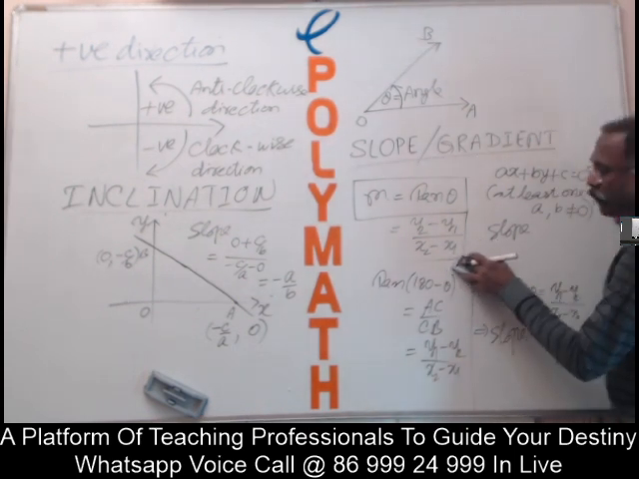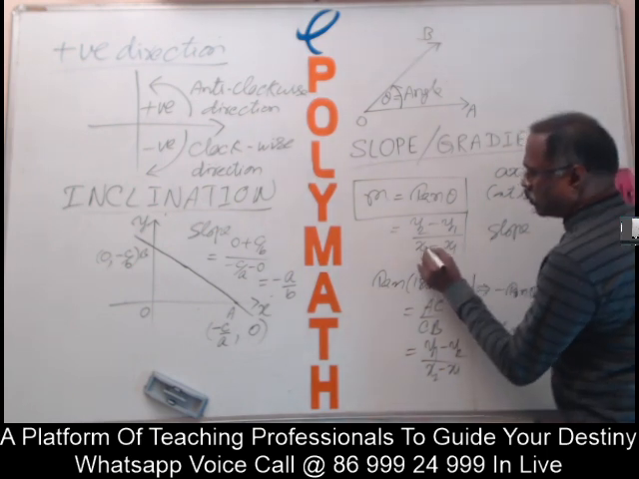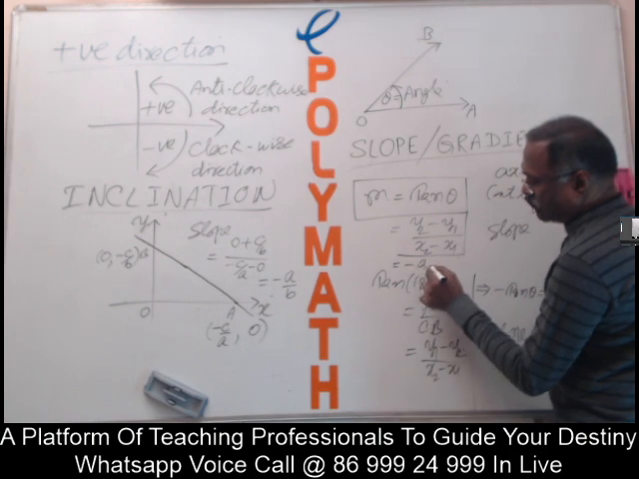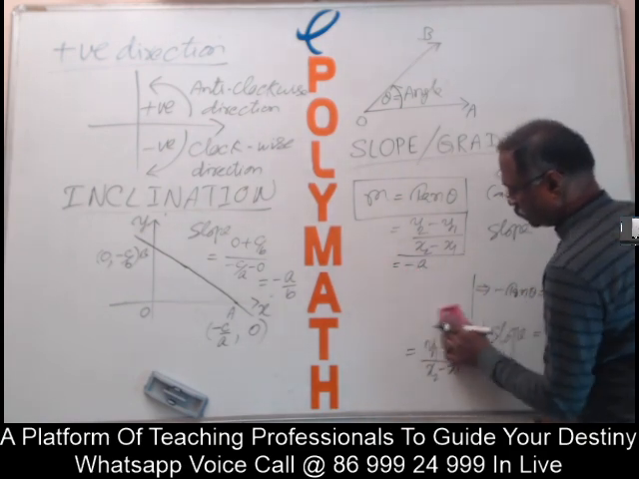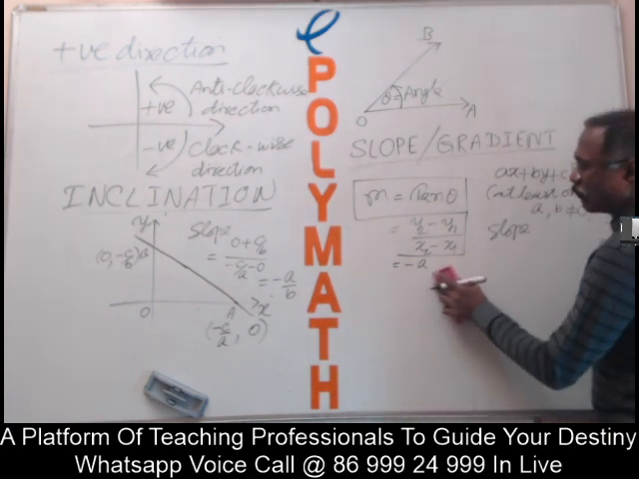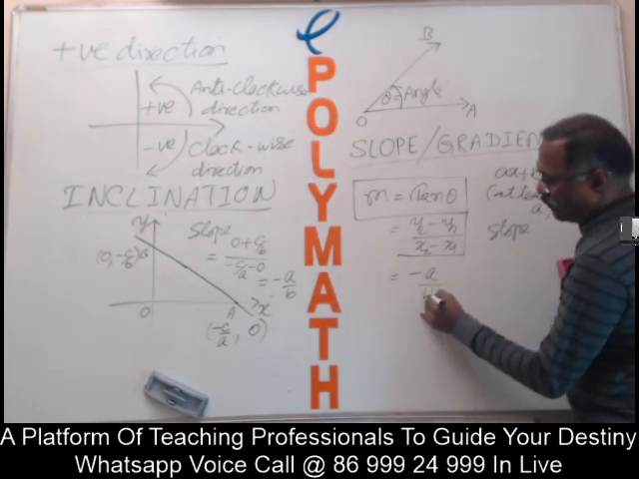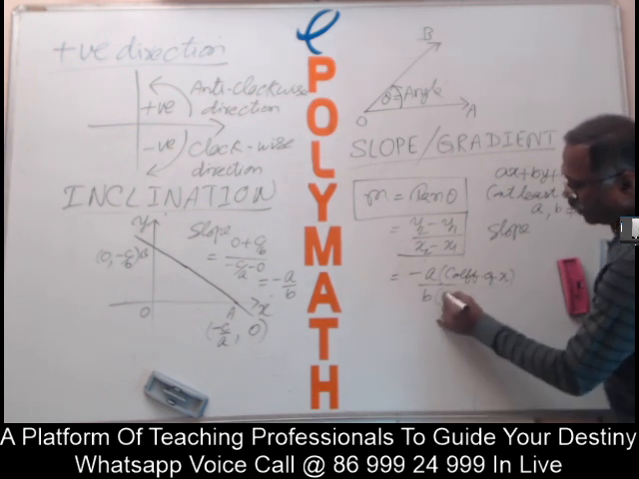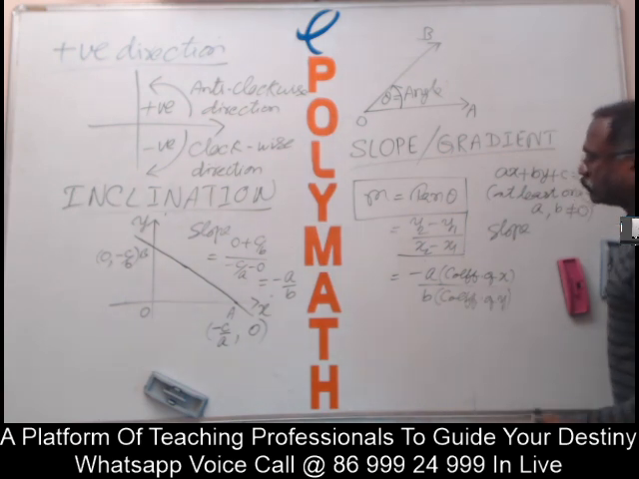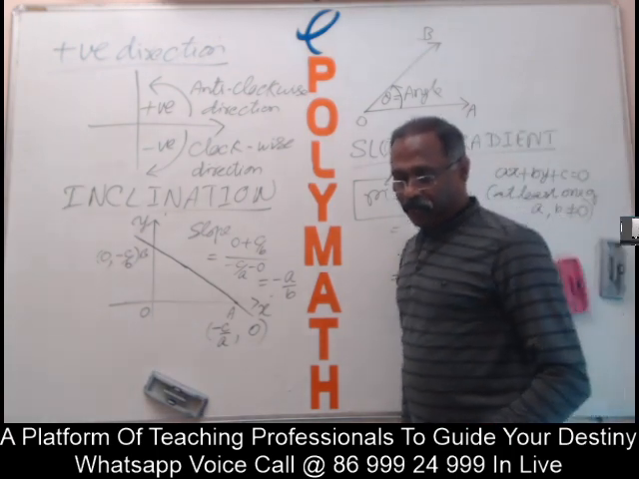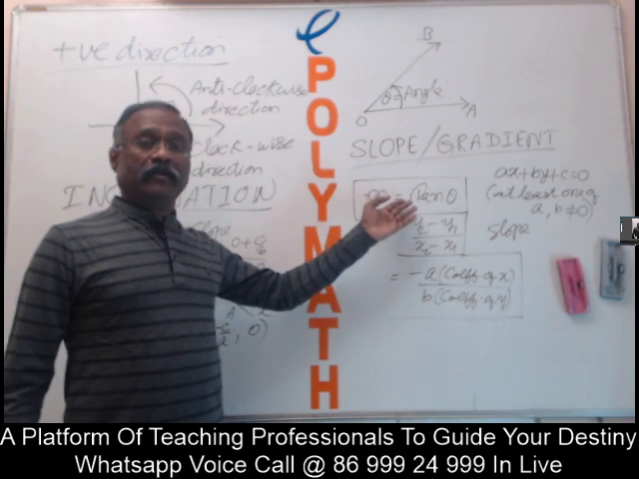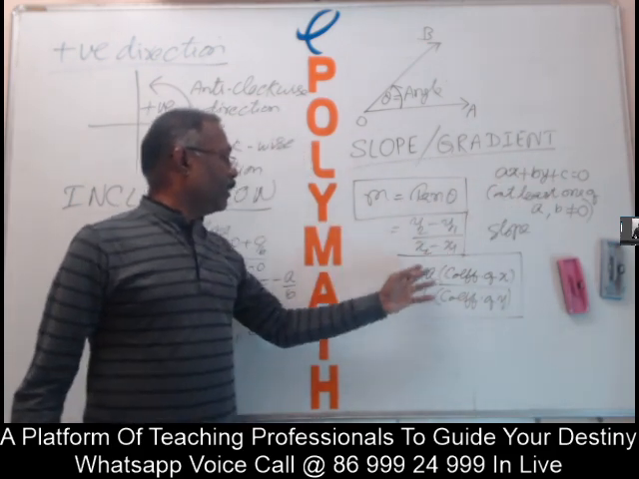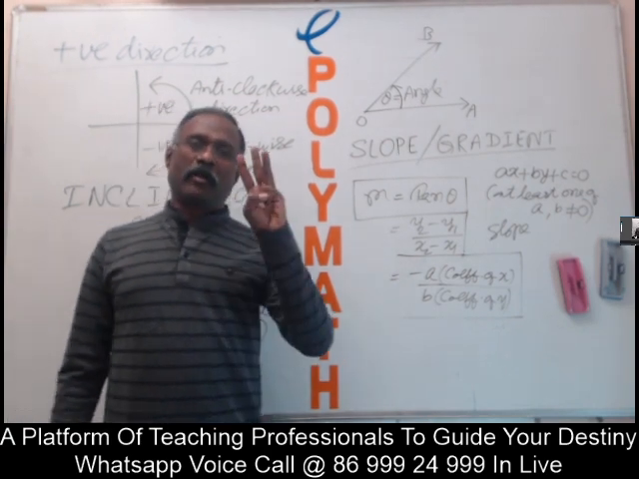So, slope is to be taken in 3 different forms. One is tan theta, another is y2 minus y1 by x2 minus x1, and this one is minus a by b, which is equal to coefficient of x divided by coefficient of y, with a minus sign. The first one is tan theta if the inclination is given, the second one is y2 minus y1 by x2 minus x1 if 2 points on the line are given, and if the line equation is given, it is minus a by b. This is what we have to understand. So, slope is defined in 3 different forms.